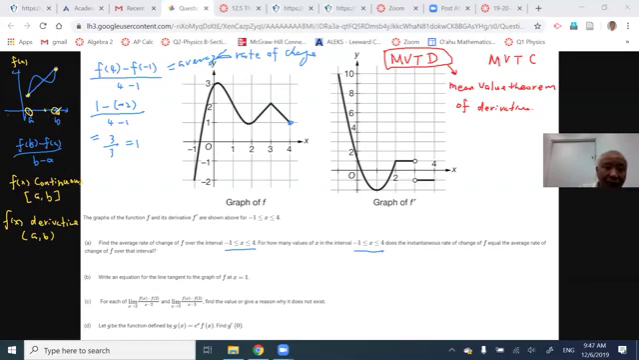Then it guarantees that you have at least one value c. For example, here, this is c. The tangent line's slope should be the same as the secant line's. That means the average rate of change must equal the derivative at c. They said at least there is one c there, and c must be bigger than a and less than b. This is what we call the mean value theorem of differentiation, or derivatives.